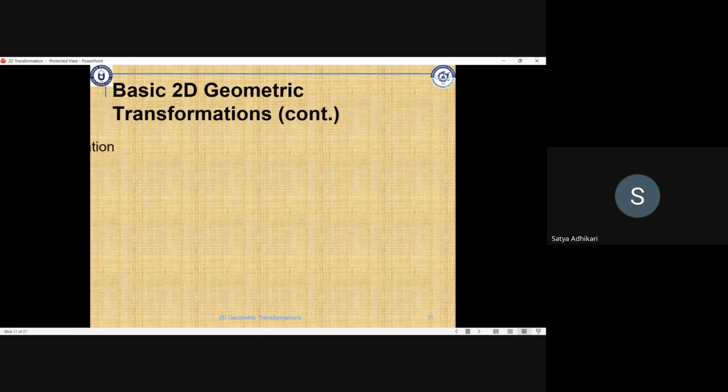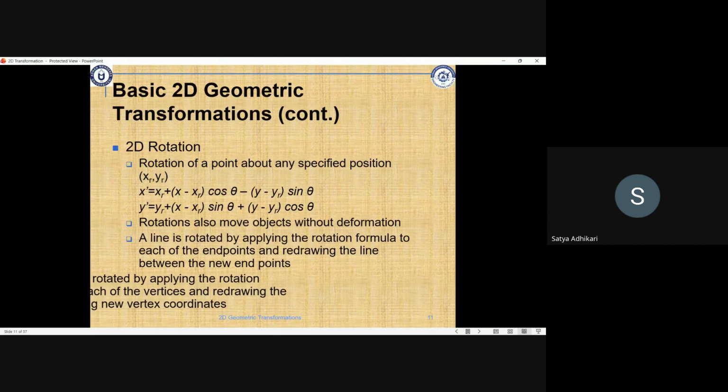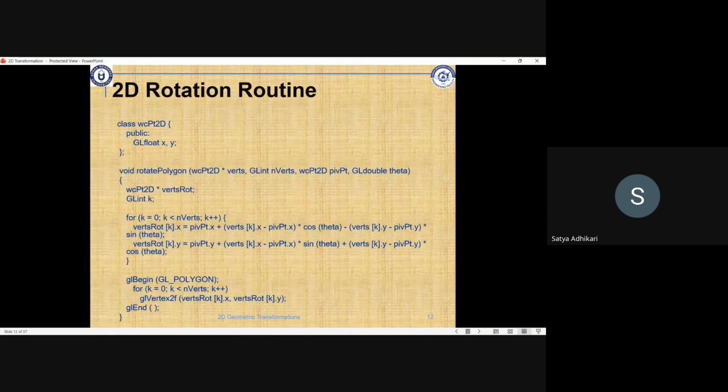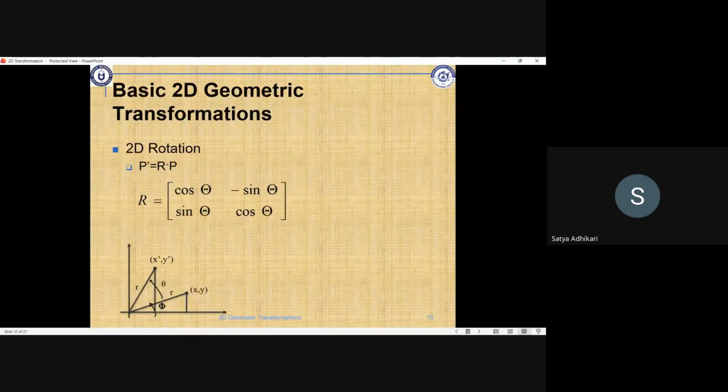Isn't it? Are you getting it or not? That is P dash, X dash Y dash, equal to this matrix, cos theta, minus sin theta, cos theta, into XY, P. You multiply the R with P, you will get P dash.